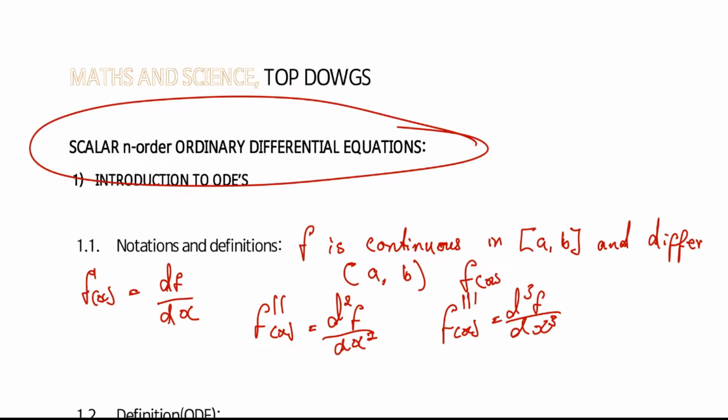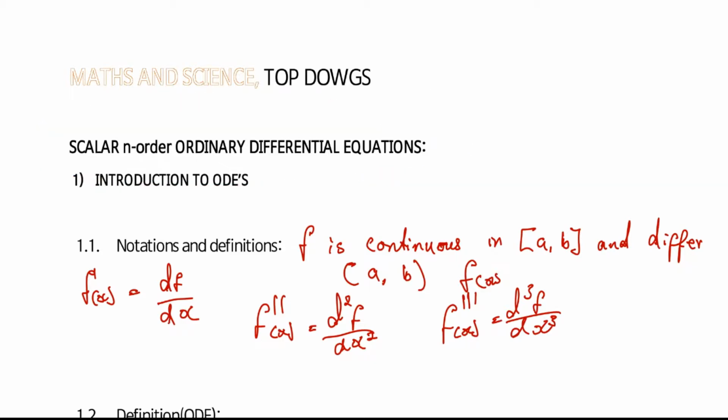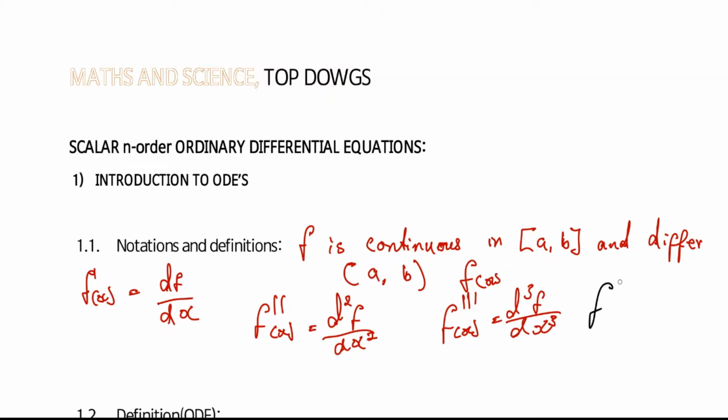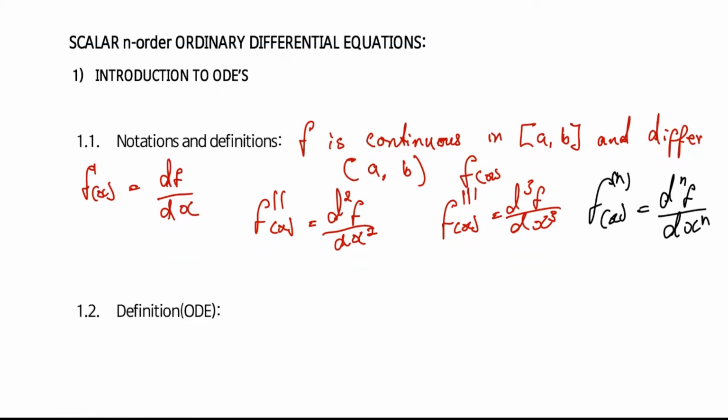Since we're going to solve equations up to the nth order, we must also give the notation for the nth derivative. The notation for the nth order is f^(n)(x), being d^n f divided by dx^n. Okay, so this is the derivative to the nth order.